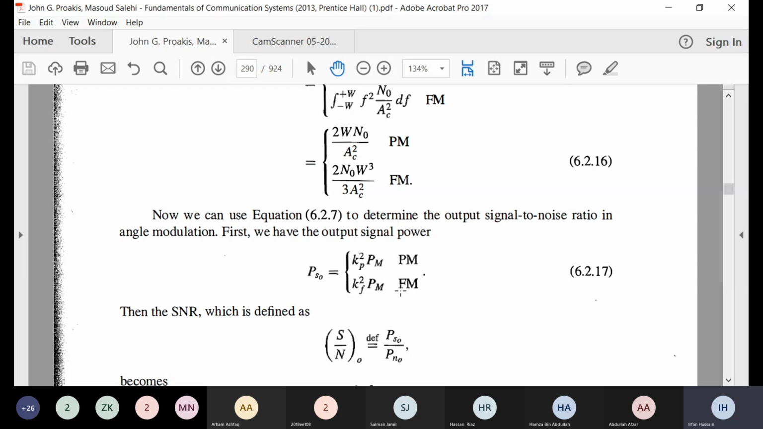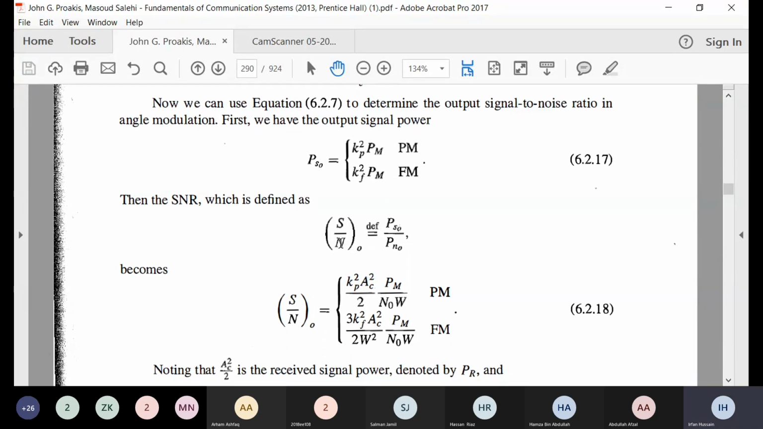So now what is the signal? In PM the signal is just Kp m(t). In FM the signal is actually Kf m(t), as we just saw. If I want to find its power, I will take its square and integrate. Kp square, Kf square will come out, and inside you have the integral of m(t) square, and m(t) square we know is the power of the message signal P_M that we have studied in previous chapters.